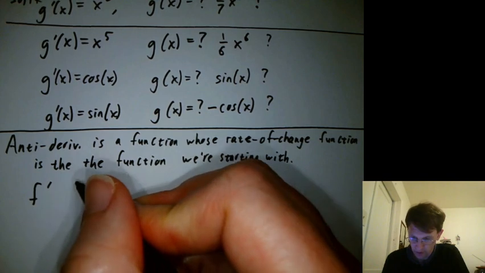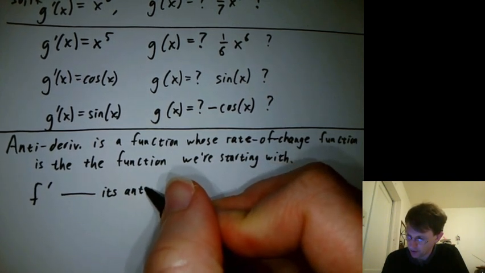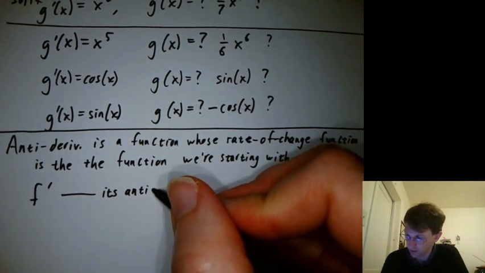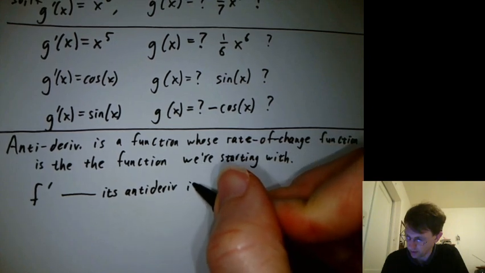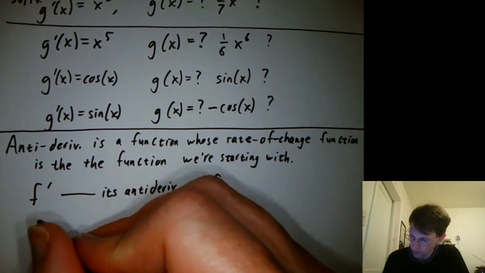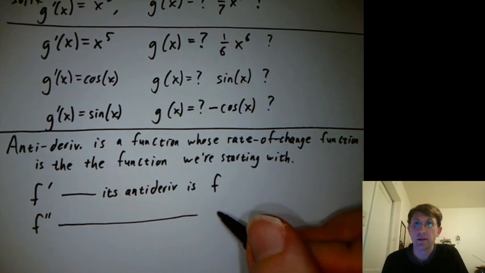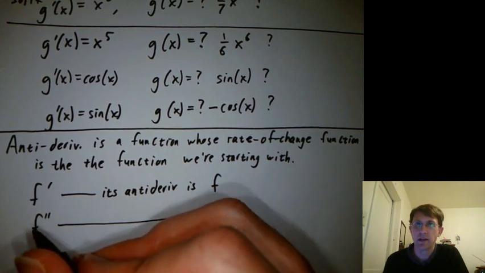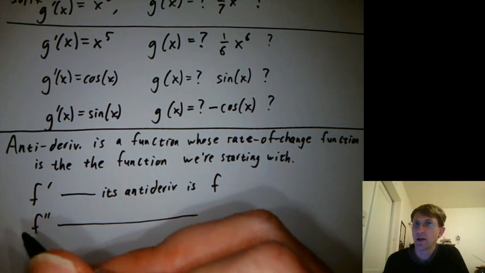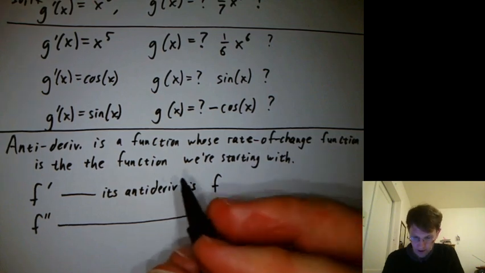So if I have f prime, we would say its antiderivative is, what's a common name for the antiderivative of f prime, do you think? Well, just f, right? And then, more complicated, if I have f double prime, its antiderivative is, what's a good name for the antiderivative of f double prime? The function that when you take the prime of it, you get f double prime. So probably f prime, right?